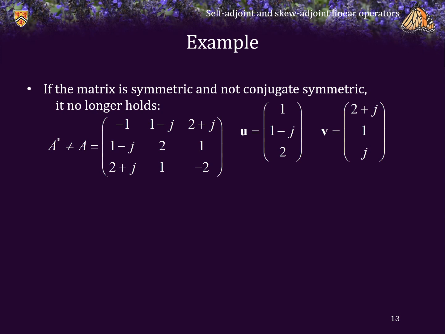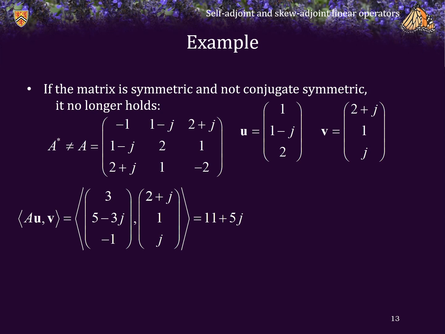If the matrix is symmetric but not conjugate symmetric, this property no longer holds. So here we see the matrix A. It's actually a symmetric matrix and not a conjugate symmetric matrix. So if now we calculate A times u, we get the vector 3, 5 minus 3j, -1. And if we take the inner product of that result and v, we get 11 plus 5j.